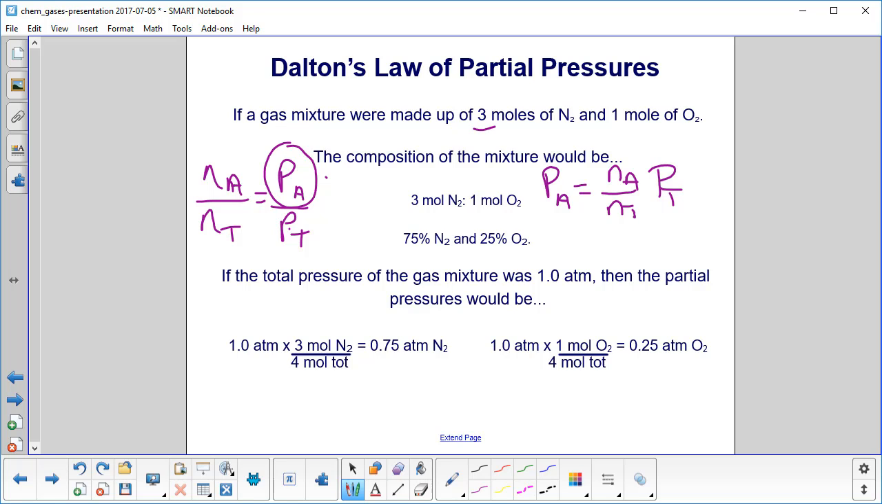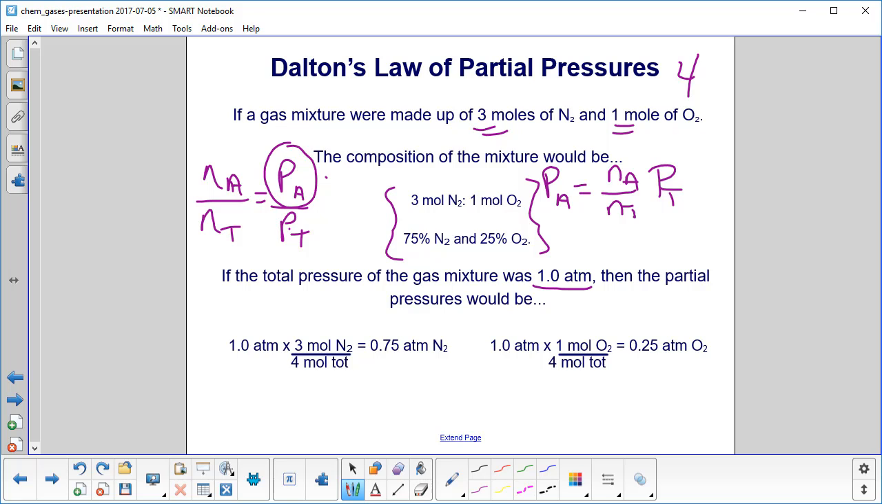So we have 3 moles of nitrogen, 1 mole of oxygen. So what's the total amount of moles? Well, 4, 3 plus 1. So here's our composition. And the total pressure of the gas mixture is 1 atmosphere, and we want to find the partial pressure of each gas. So let's start with nitrogen.